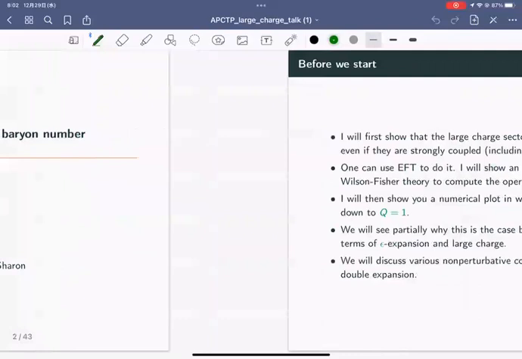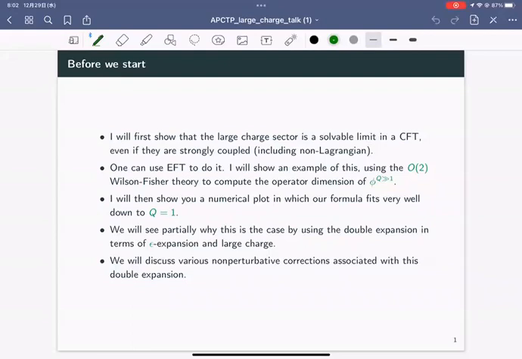So let me summarize what I'm going to say before I start, for someone who's busy. I will first show that the large charge sector is a solvable limit in generic CFTs, even if they are strongly coupled, including non-Lagrangian CFTs. And one can see that using effective field theories. I will show an example of this using the O(2) Wilson-Fisher theory, and we will compute the operator dimension of phi to the q, where q is much larger than one, in complex Wilson-Fisher.